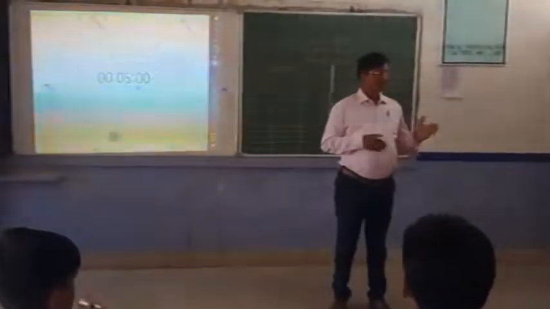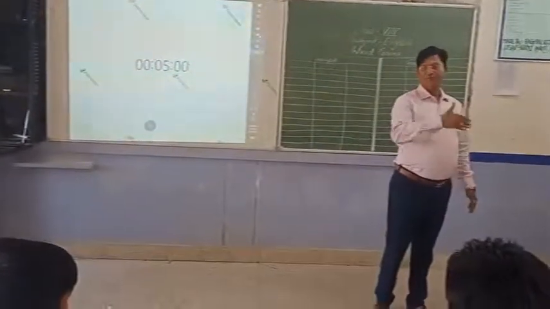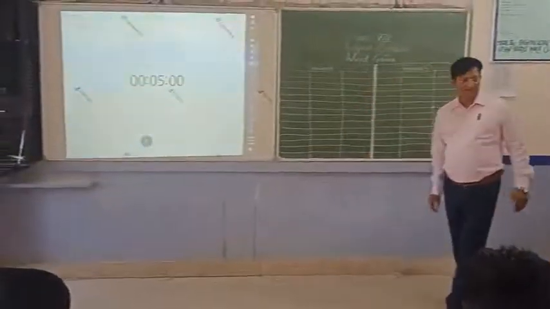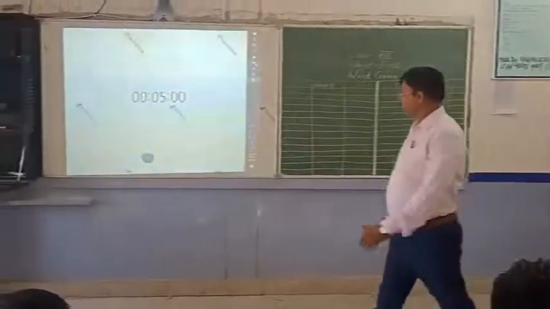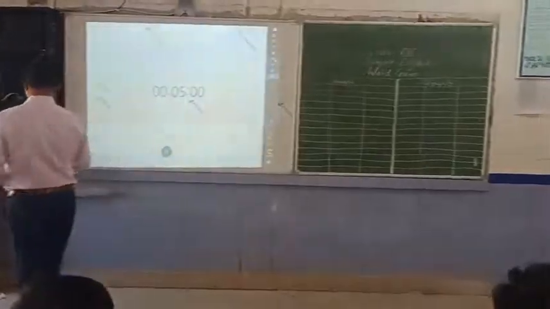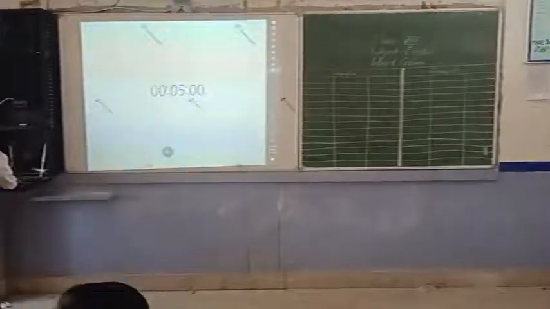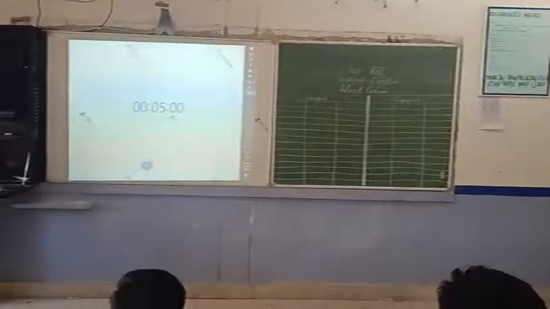Now from group A and from group B, two students will come and they will write the word. Okay, just a minute. I am just starting that. This is the competition, time is 5 minutes. Okay, time starts now. Start.